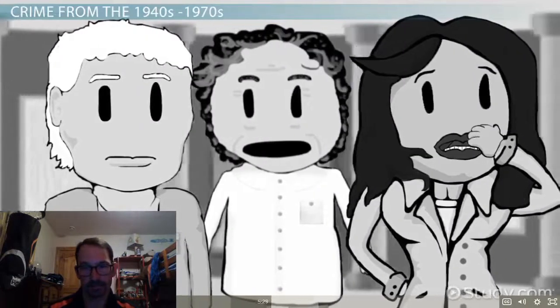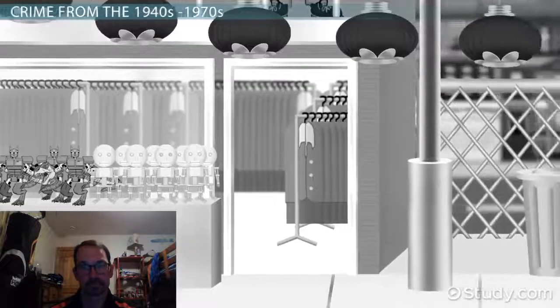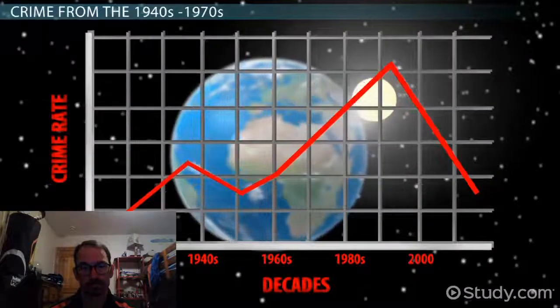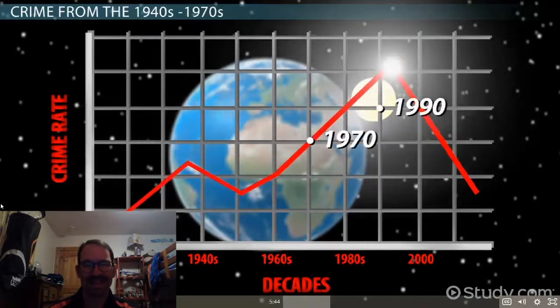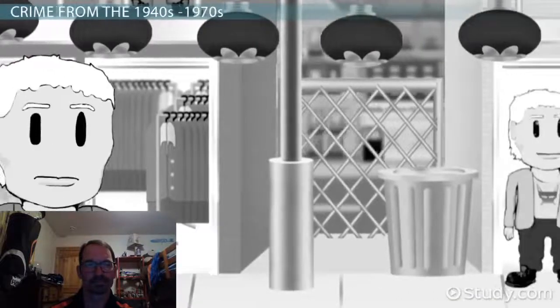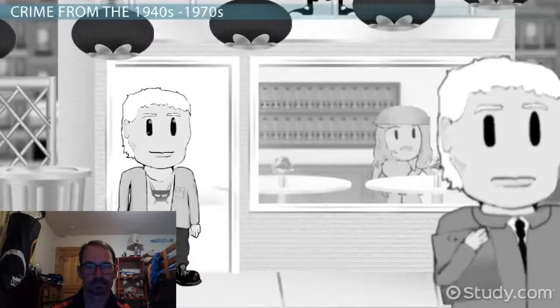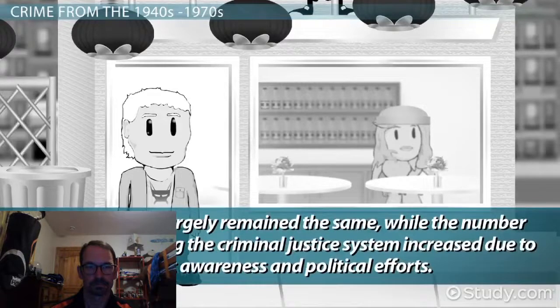42% of Americans reported that they were afraid to walk in their own neighborhoods at night. The actual crime statistics didn't necessarily support this fear. The UCR showed a continual increase in the crime rate between 1970 and, I think, 1990. However, the NCVS largely showed a steady amount of crime reported by victims during that same time. Some experts believe that this means the crime rates largely remained the same, while the number of offenses entering the criminal justice system increased due to public awareness and political efforts.